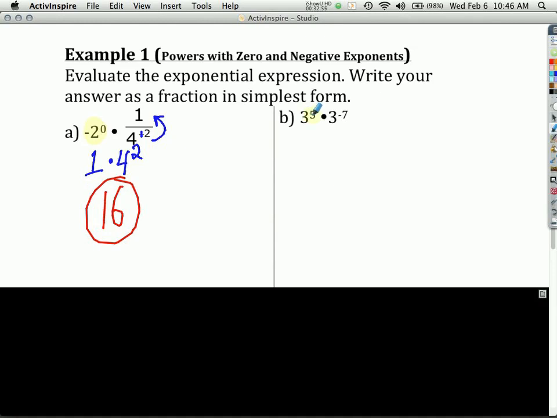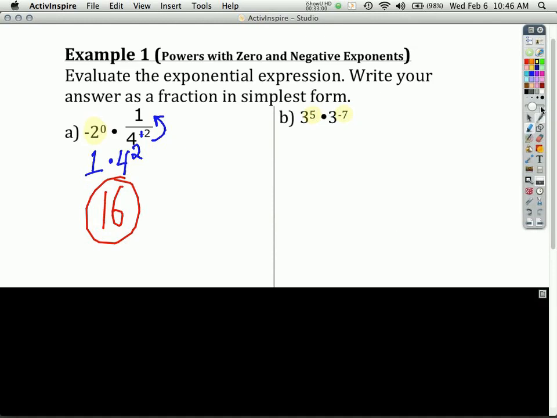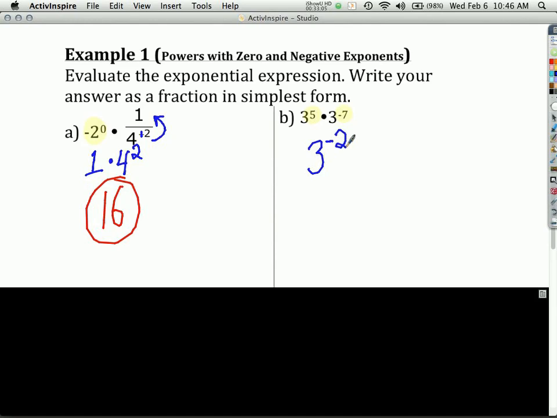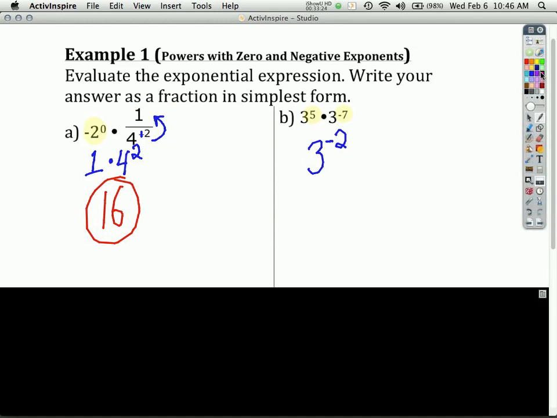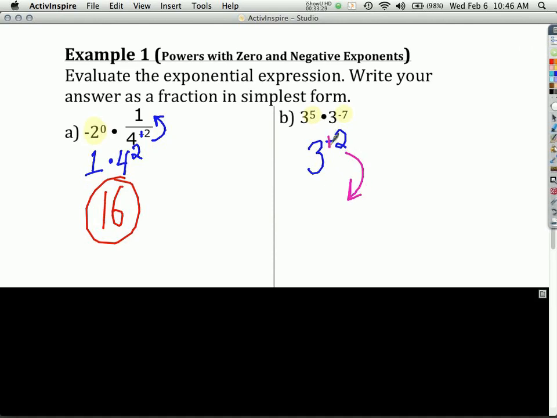So 3 to the 5th power, 3 to the negative 7th power, add the exponents. So that will become 3 to the negative 2nd. 5 plus negative 7 is negative 2. But again, negative exponents. We do not write your answers with negative exponents. So we have to now do the reciprocal. Same idea here, except going the other direction. So now, this is going to come this way, and we're going to make it positive.